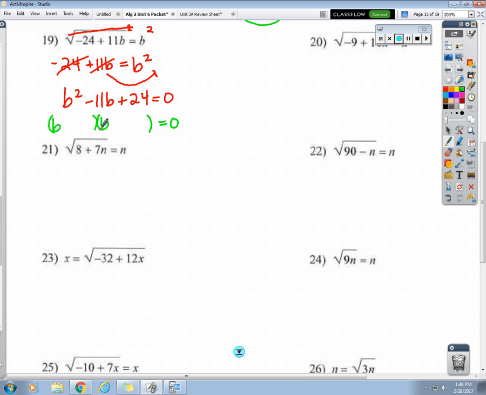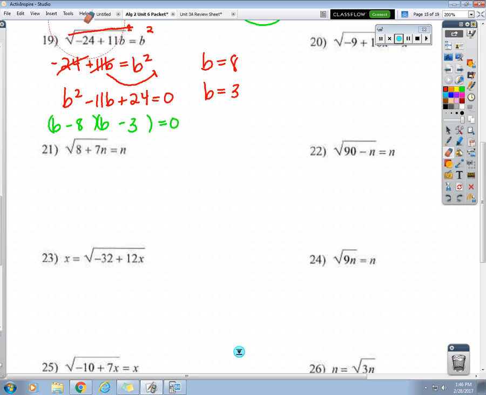B times b will give you the b squared. And what are our numbers that multiply to 24 and add to negative 11? Negative 8 and negative 3. And so now, what do you know your final solutions will be? Positive 8 and positive 3. The opposite of what's in there.